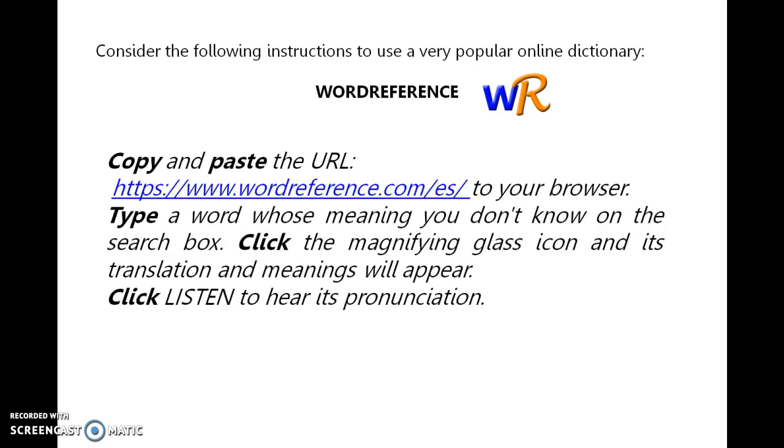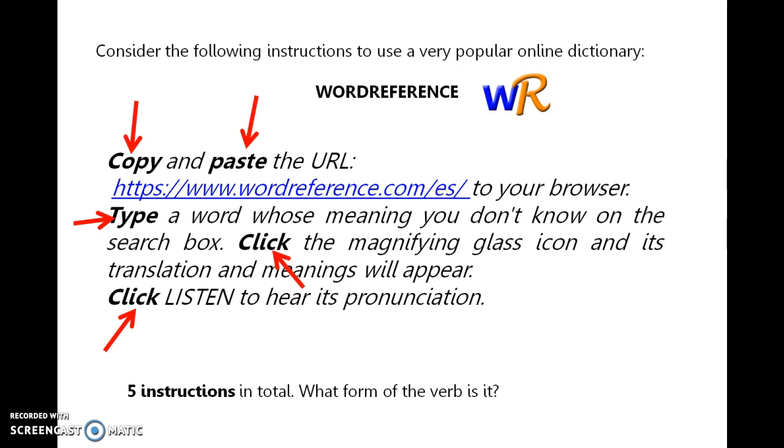Copy and paste the URL www.wordreference.com/es/ to your browser. Type a word whose meaning you don't know on the search box. Click the magnifying glass icon and its translation and meanings will appear. Click Listen to hear its pronunciation. As you can see, there are 5 instructions in bold type.